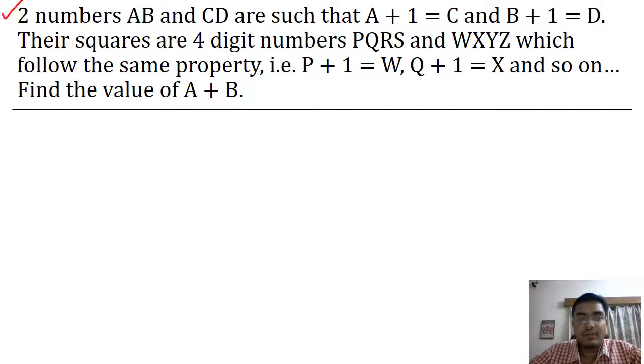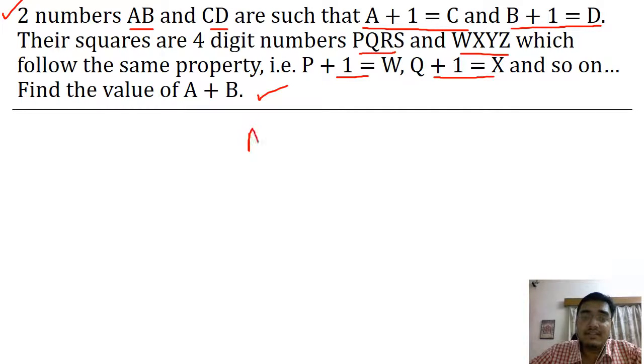Let us now solve a question based on squares. So use the three properties that we have seen till now and try solving this question. What this question says: two numbers AB and CD are such that A plus 1 equals C and B plus 1 equals D. Now their squares are 4-digit numbers PQRS and WXYZ, which follow the same property. That is, P plus 1 equals W, Q plus 1 equals X, and so on. Find the value of A plus P.